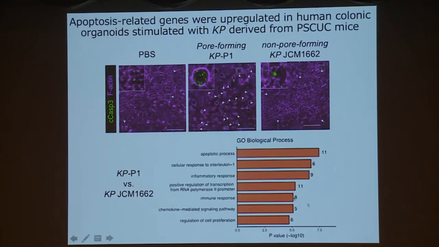Immunostaining illustrated that epithelial pores were filled with cleaved caspase-3 apoptotic cells, shown in green, and encircled by variable epithelial cells. Furthermore, RNA-seq analysis confirmed these findings, with marked upregulation of genes related to apoptosis and inflammatory pathways in pore-forming KP-stimulated epithelial cells compared to non-pore-forming KP-stimulated epithelial cells.